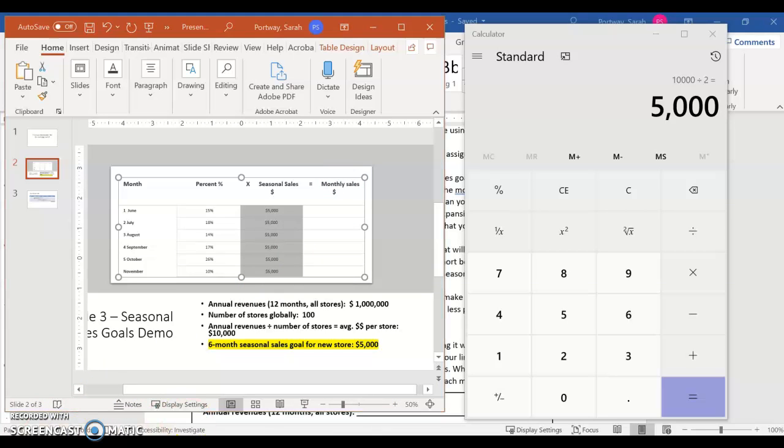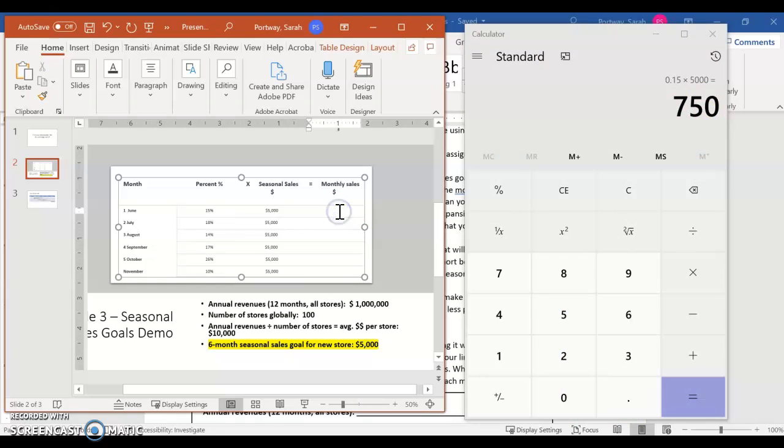So to get that, all we have to do is take the percent times the seasonal sales goal, and that's going to give us our monthly sales goal. So let's calculate it out. So we've got 0.15, so that's 15% times 5,000. That's our seasonal sales goal, equals $750. So we should be able to sell $750 to meet our plan in June.